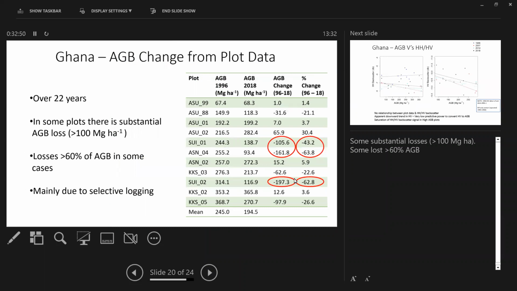So we looked at biomass change across this 22-year time series. And in this case, the changes were much more dramatic. Some of these plots were losing over 100 tons of carbon per hectare, 60% of their biomass. And you can see, though, after they've lost all of this biomass, they still have quite a lot there. This plot here lost 62% of its biomass, but it still has 116 tons on the ground, which is still quite a lot of biomass being stored in trees, because it started a lot higher.